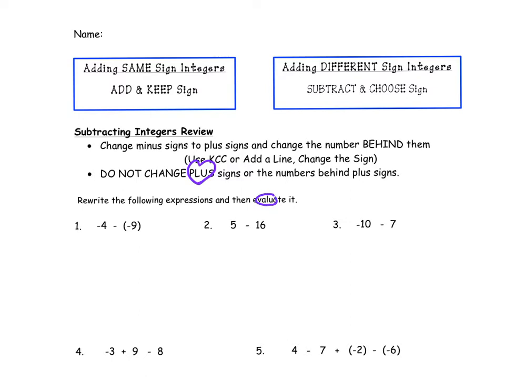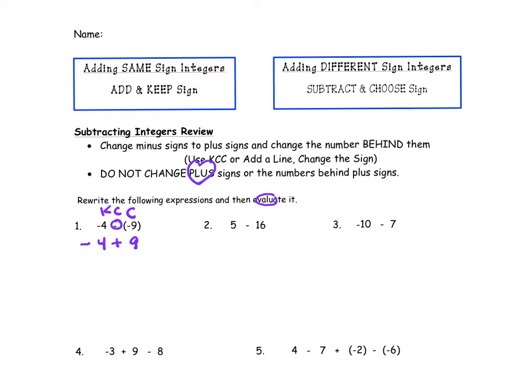So let's get started. I'm going to start the first one using KCC, which means keep the first number, change the minus to a plus, and change the number behind it to its opposite, which is 9. Now we're working with expressions, so we want the answer to be down underneath. We don't want to write an equal sign, that would make it an equation. We want to write the answer below it. However, if you feel like you need to show some work, you can show it to the side.